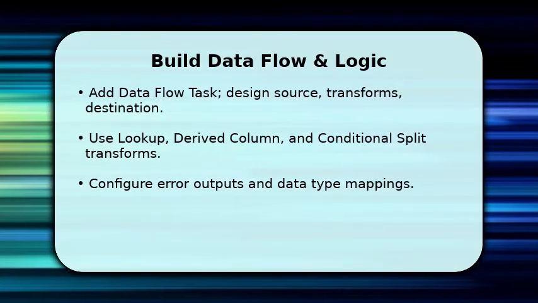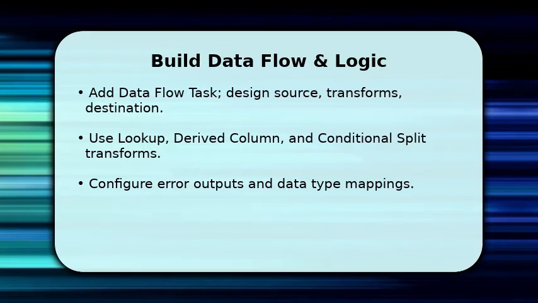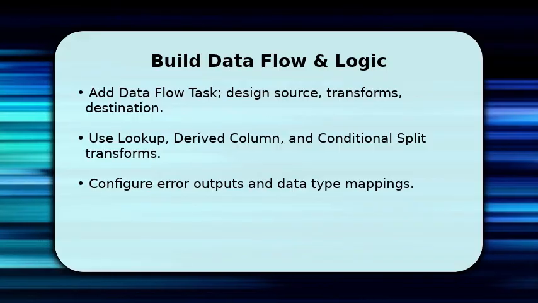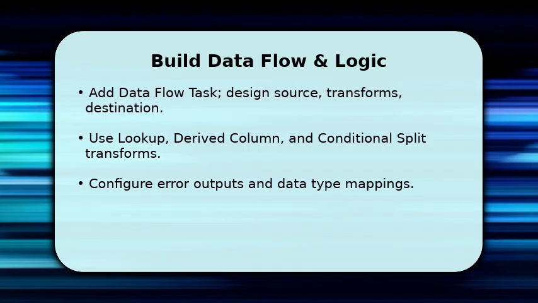You're now ready to drag data flow tasks onto the package design surface and begin building ETL logic. You now design the core ETL, double-click the data flow task to edit it, add your source component, and map columns into transforms. Use derived column to create calculated fields and lookup to enrich data from reference tables, conditional split routes rows based on business rules. Once done, configure destination mappings and set error outputs for redirect or fail behavior. Make sure to validate data types, set buffers for performance, and preview row counts so you can catch mapping issues early.